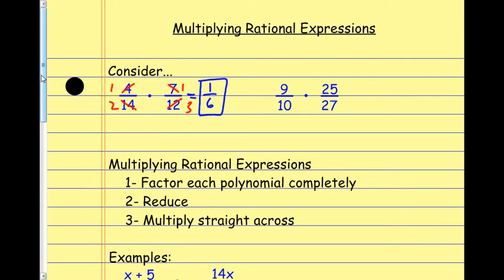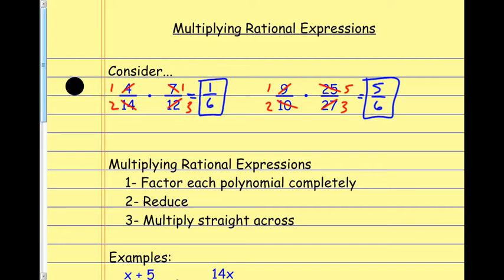It's the same thing with the next one. Again, I can reduce each fraction individually if they reduce. In this case, they don't. So I can reduce any numerator with any denominator. The 9 and the 27 reduce to a 1 and a 3. The 25 and the 10 reduce to a 5 and a 2. Now I can multiply straight across, which gives me 5 over 6. That's a lot easier than multiplying straight across and then reducing. So keep that in mind: when we multiply fractions, we can always cross-reduce.